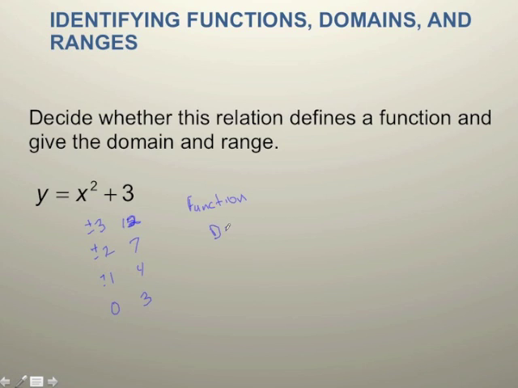The domain is all real numbers. The range: 3 is the smallest I can get. So the range is from 3 with a bracket to positive infinity.